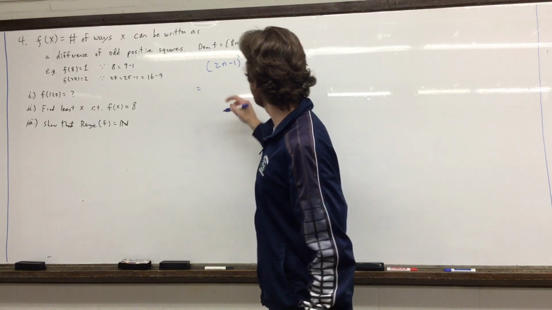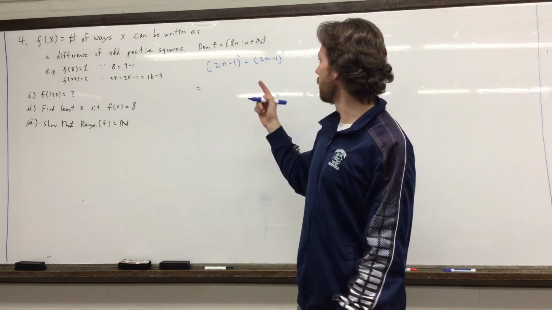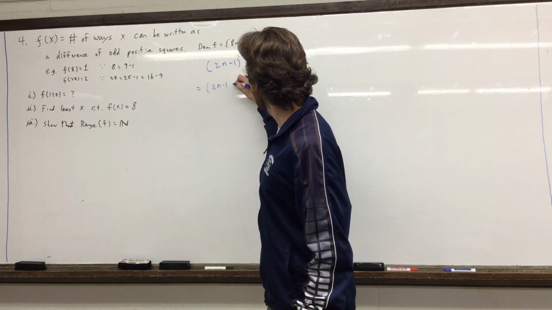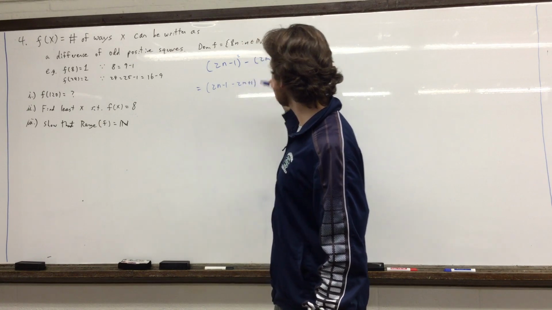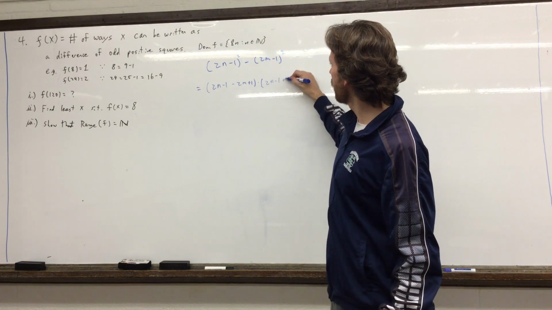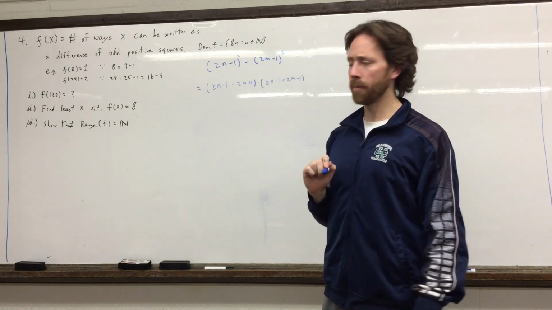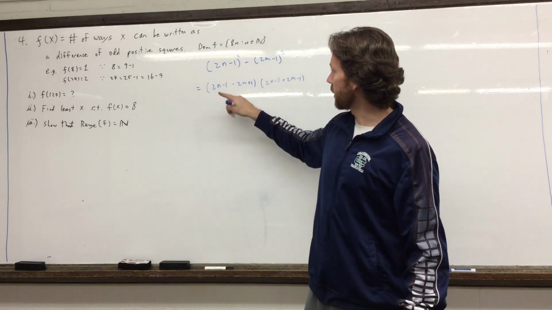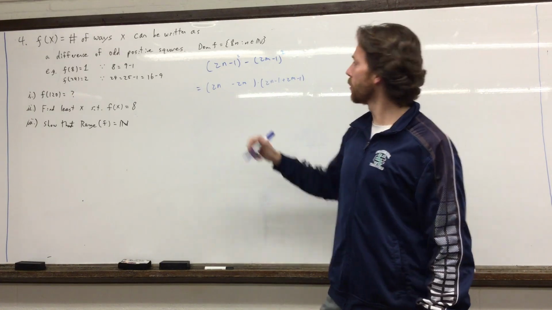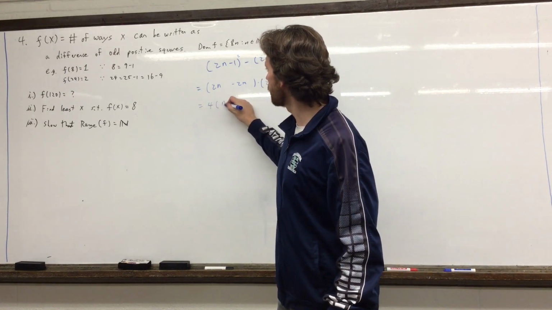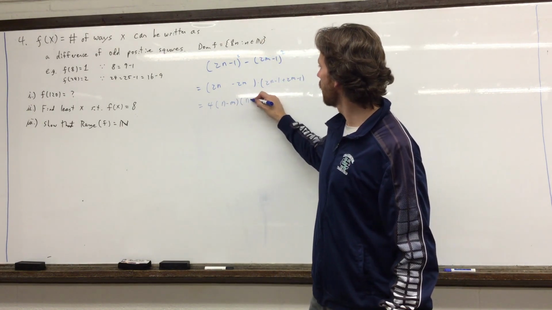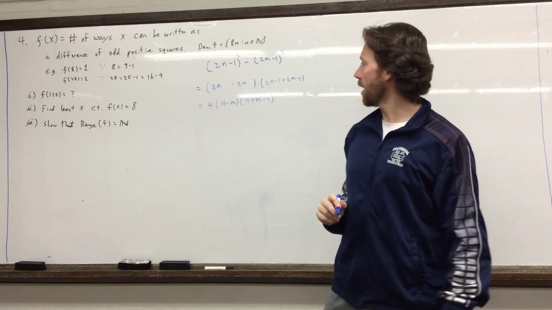So this will equal the difference of these numbers times the sum of these numbers, right? So it's going to be 2n minus 1 minus 2m plus 1 times 2n minus 1 plus 2m minus 1. And so my 1's are going to add to 0 here. I'm going to be able to factor a 2 out of both expressions. So I'm going to get 4 times n minus m times n plus m minus 1.